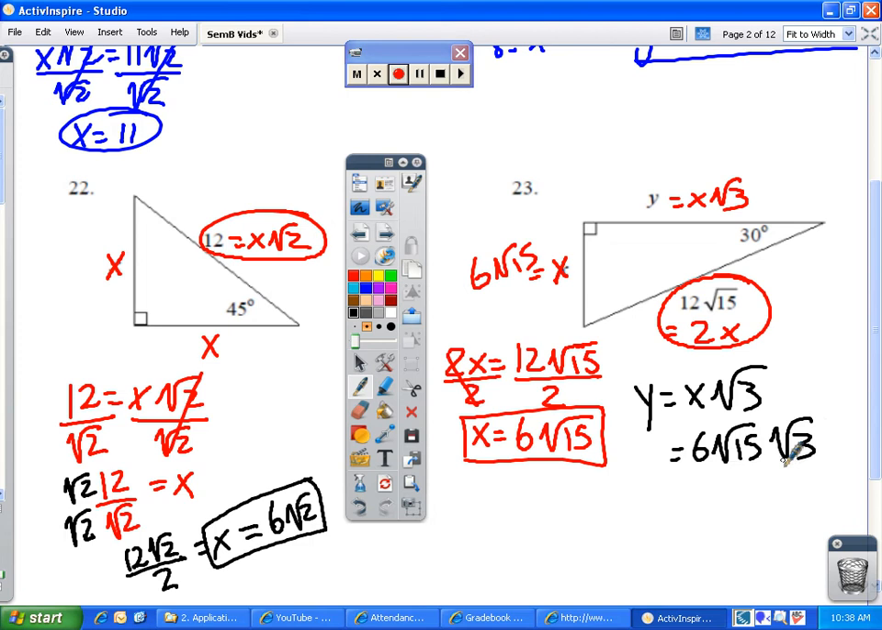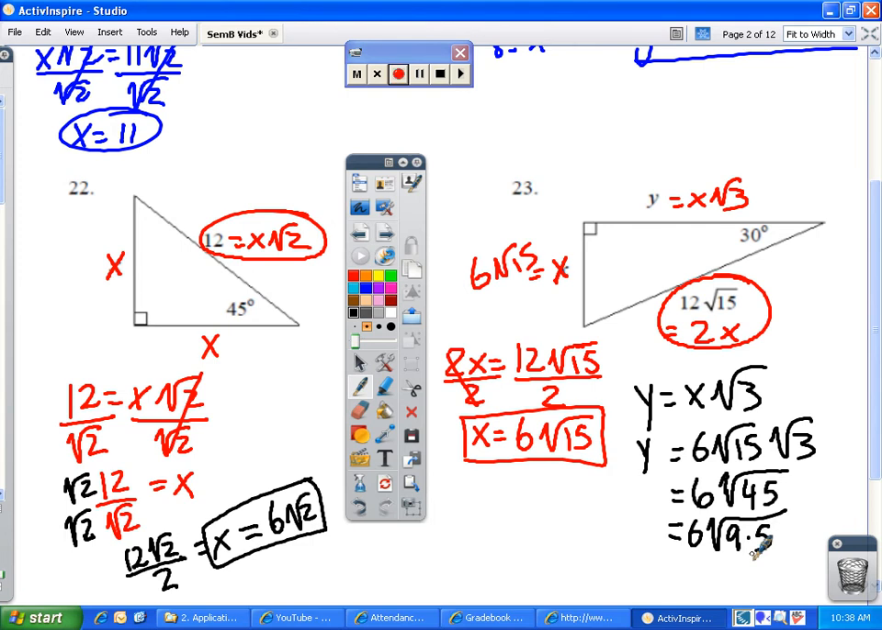Now, if you remember talking about multiplying radicals, we are allowed to multiply the numbers outside. So 6 times, this one really has a 1 outside, so 6 times 1. It stays outside. And then I multiply the numbers on the inside, root 15 and root 3. That's root 45, because 15 times 3 is 45. 45 we actually have to simplify because it has a perfect square in it. 45 is the same thing as 9 times 5. And 9 is a perfect square.